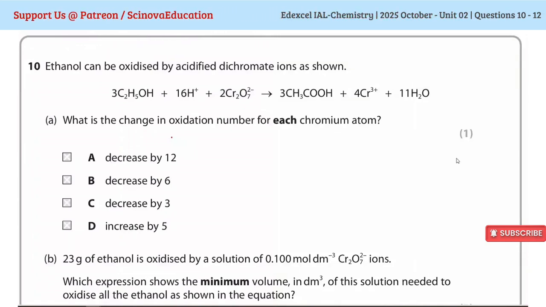Edexcel IAL Chemistry, 2025 October Unit 2 Question 10.